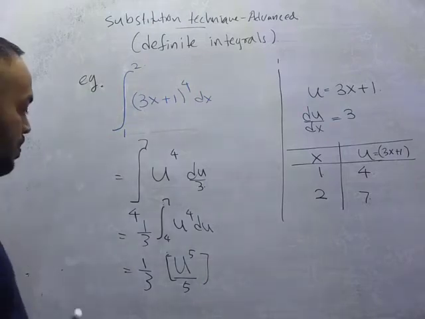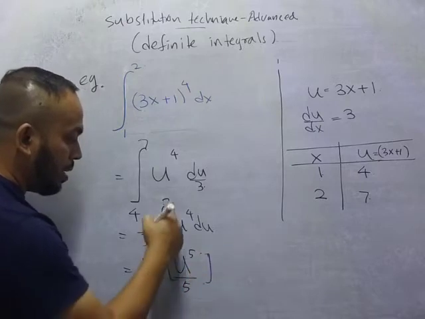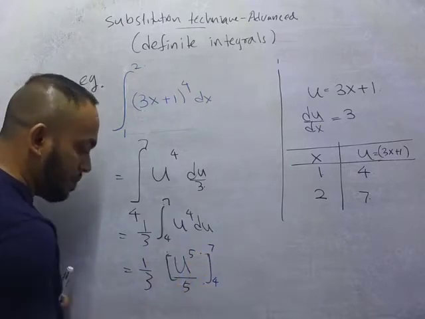How do you evaluate? Write the limits. Put a square bracket and write these limits 7 and 4.